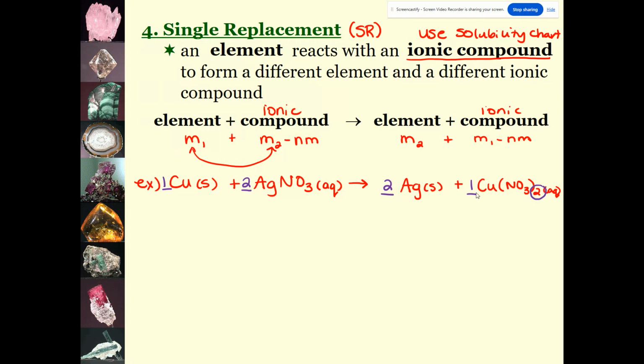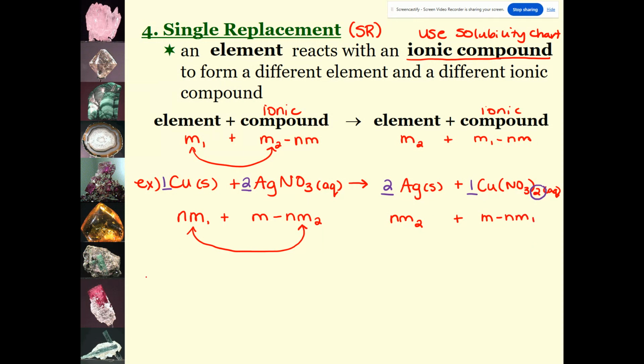Okay, now that is, again, if your element is a metal. But what if your element by itself is a non-metal? So let's say I have non-metal 1 reacting with my ionic compound. This time, what's going to happen is the non-metal is going to switch with the non-metal, the second element in the compound. And non-metal 2 will be by itself, and the metal will now be with non-metal 1.